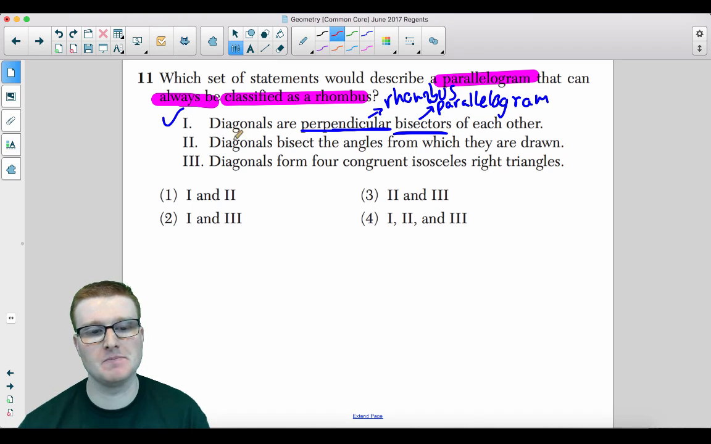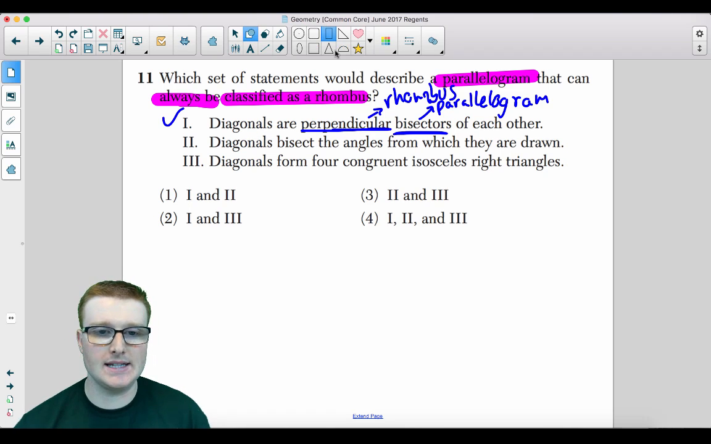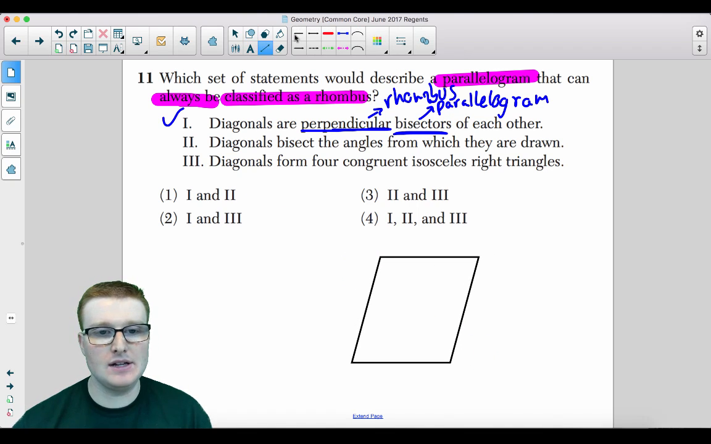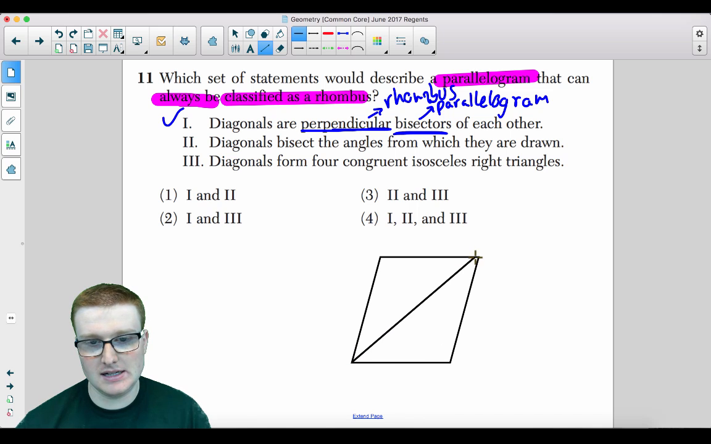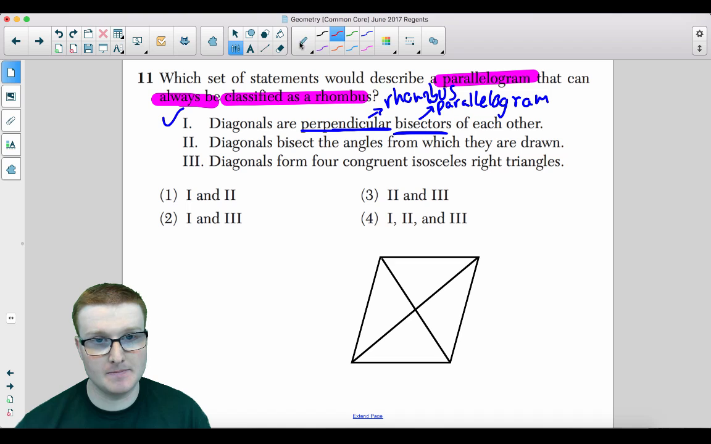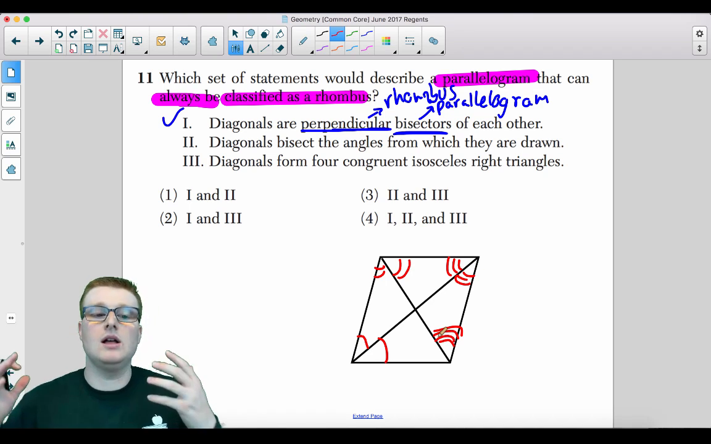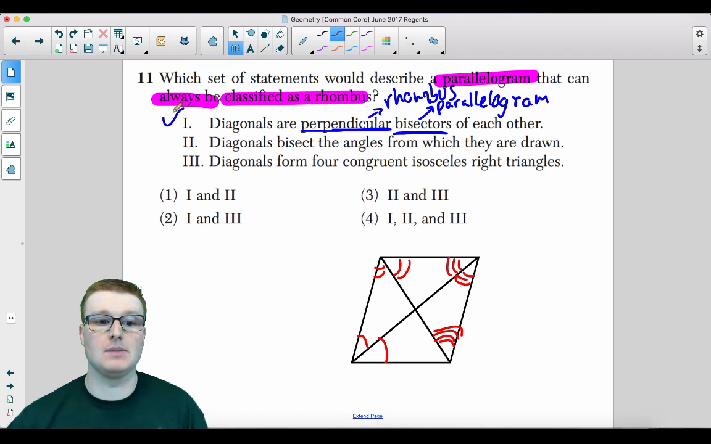Let's take a look at choice 2. Diagonals bisect the angles from which they are drawn. Basically what it's saying is if you take a parallelogram like so and you make it a rhombus, the diagonals bisect the angles here. So they're saying that this angle is congruent to this angle is congruent to this angle, so on and so forth. And that is true to prove a rhombus. Absolutely true. That is specific to the rhombus. Perfect.